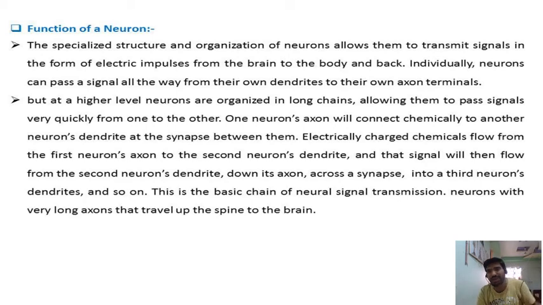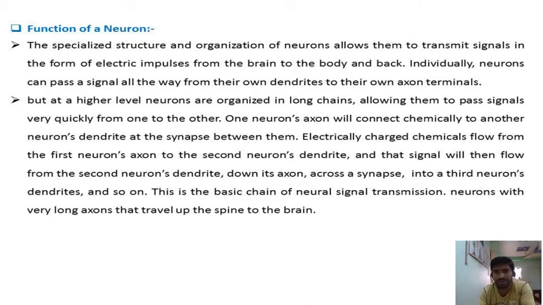The function of the neuron: its specialized structure allows it to transmit signals in the form of electrical impulses from the brain to the body and back. For example, signals are transmitted from the brain to the hand and to various organ systems, and signals are also received from the various organ systems in our body. This is a continuous process. Individually, neurons can pass the signal all the way from their dendrites to their axon terminals. But higher-level neurons are organized in long chains, allowing them to pass signals very quickly from one to another.